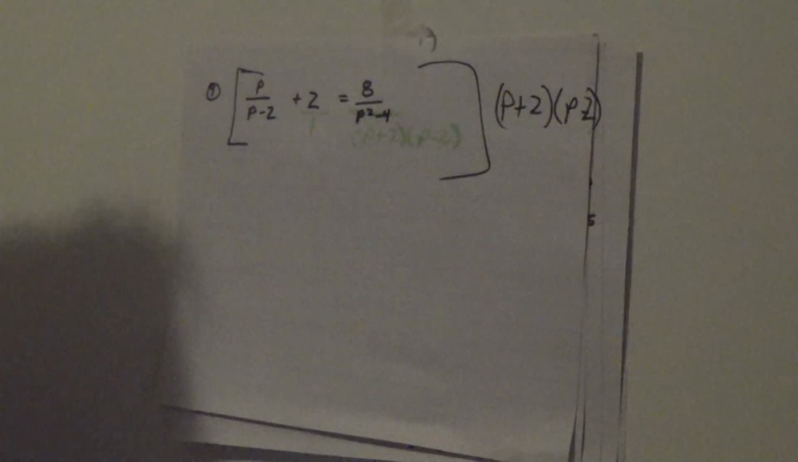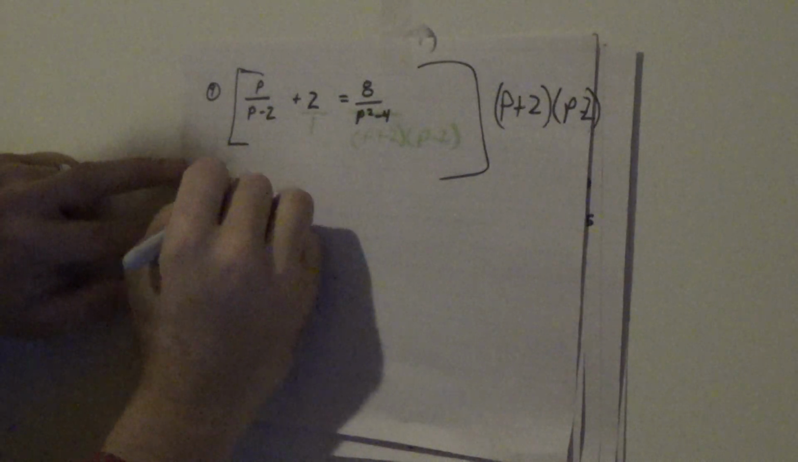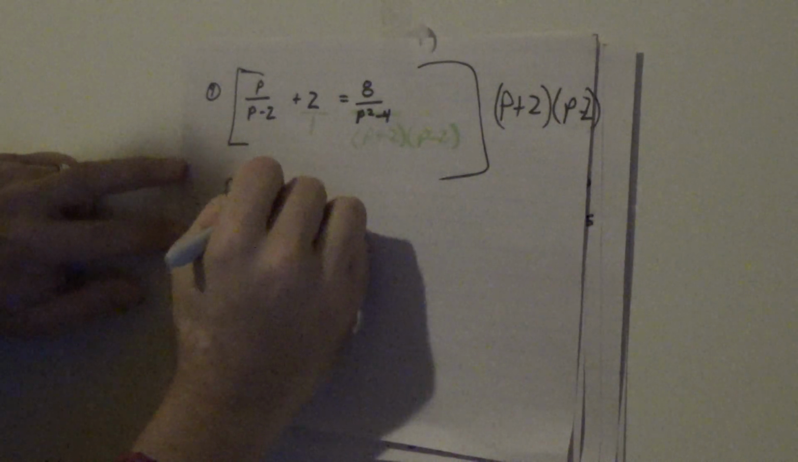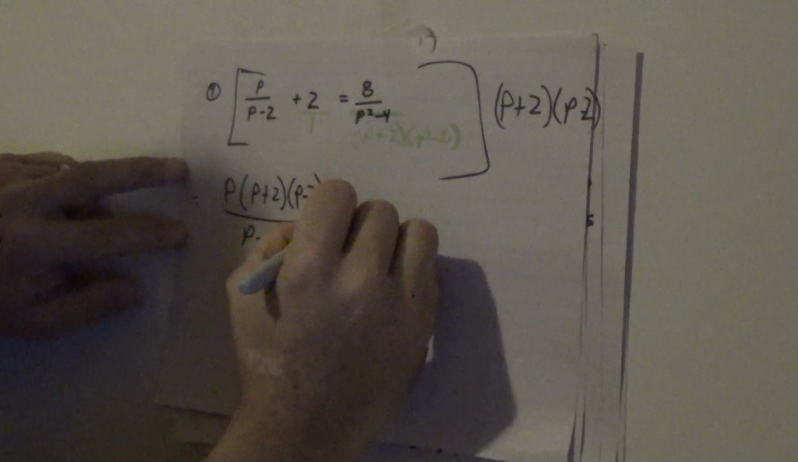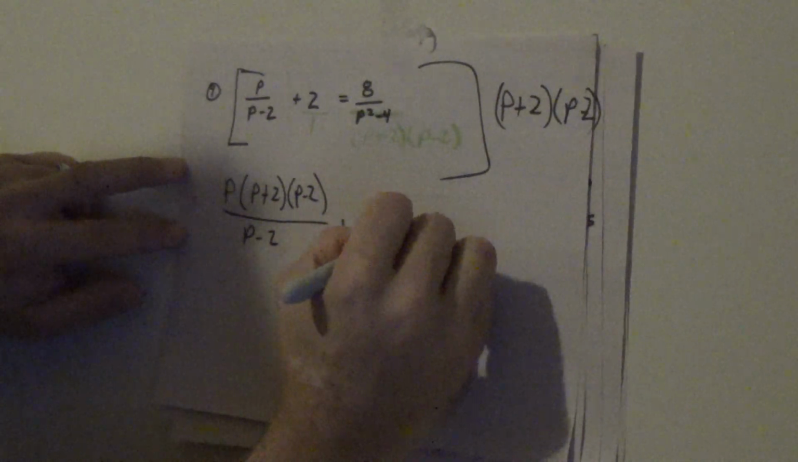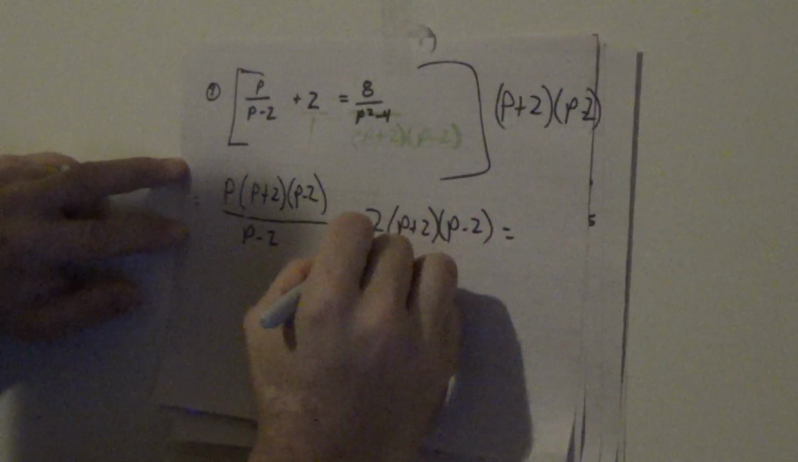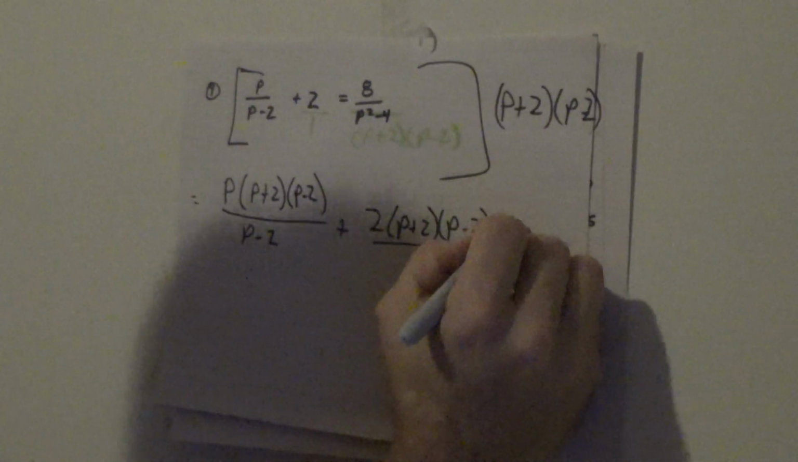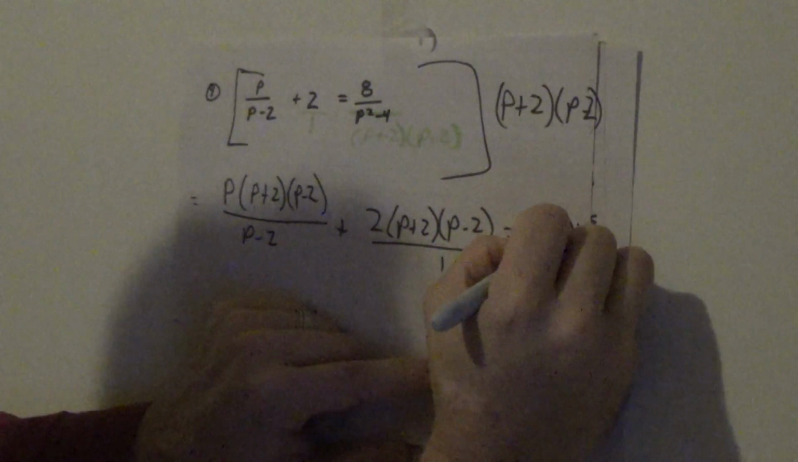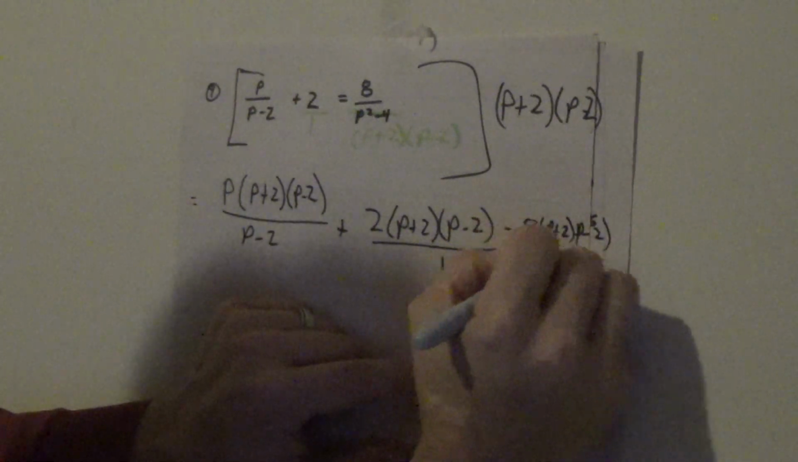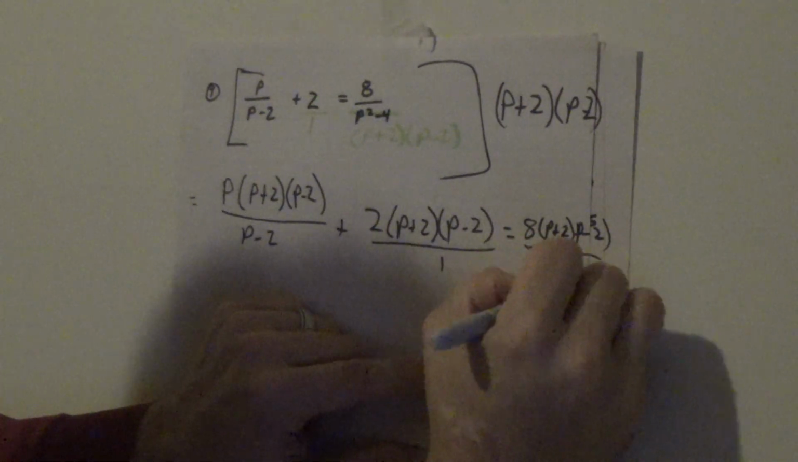Okay? We're going to multiply that across. And what will we get? We'll get p times p plus 2, p minus 2, over p minus 2, plus 2 times p plus 2, p minus 2, that's over 1. And then we're going to get 8 times p plus 2, p minus 2, and all that's going to be over p plus 2, p minus 2. I'm running a little bit out of room here.